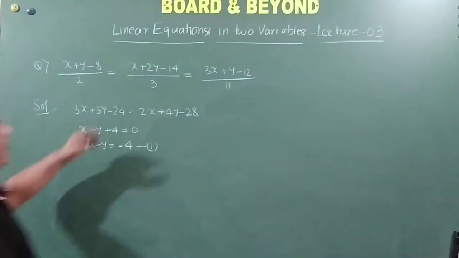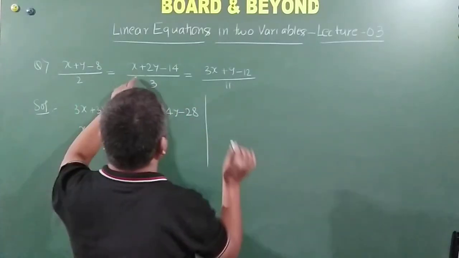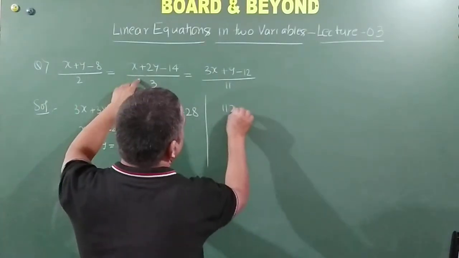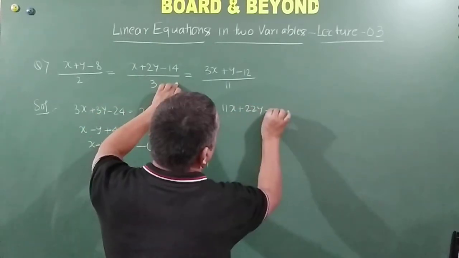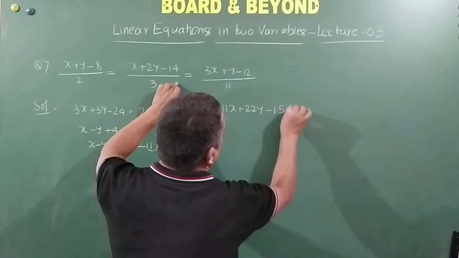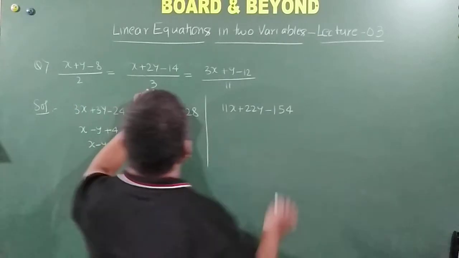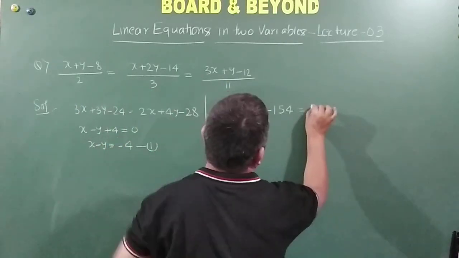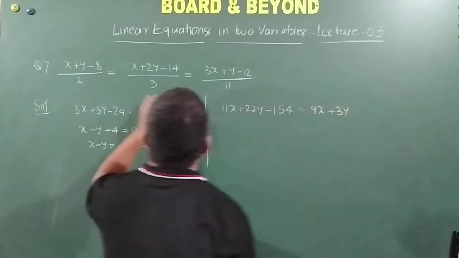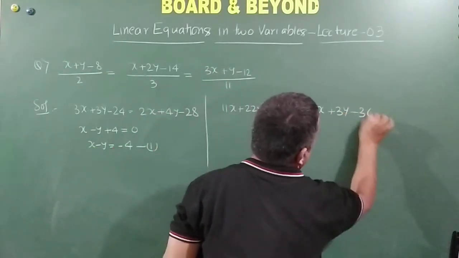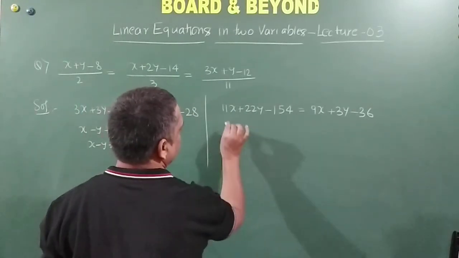You are getting the point? Then I am going to consider this and this, friends. I'll just draw a small line here. So this becomes 11x plus 22y, I'm doing the cross multiplication, minus 154. Correct? 14 into 11 is 154. Is equal to 9x plus 3y minus 36. Right, friends? Now I am going to bring all the x terms here, all the terms.